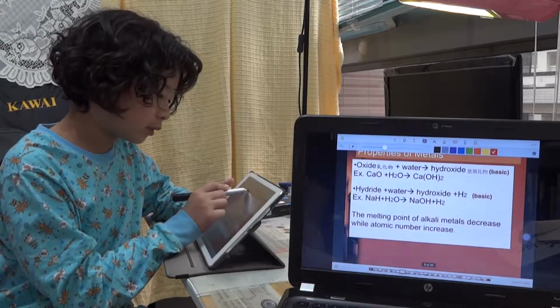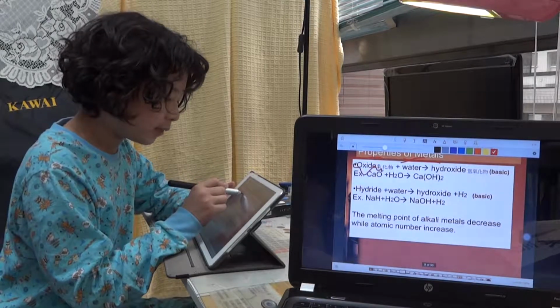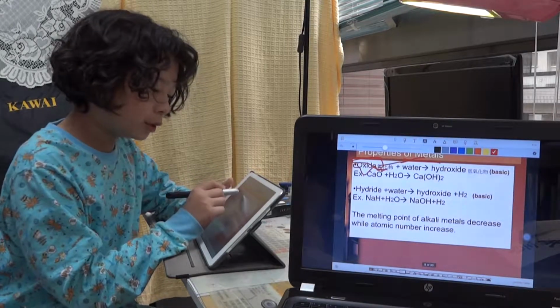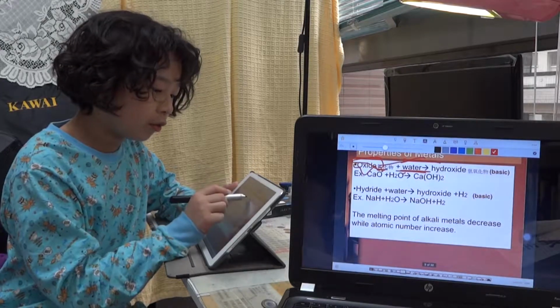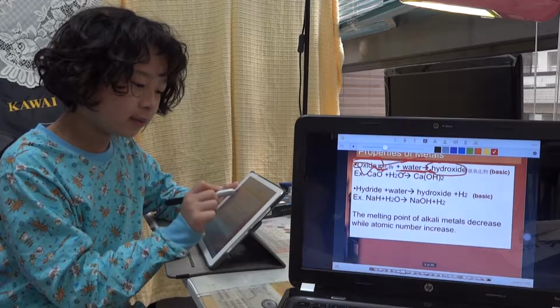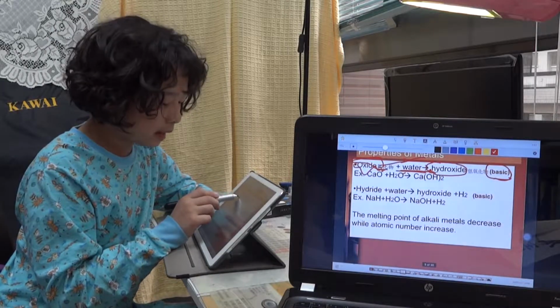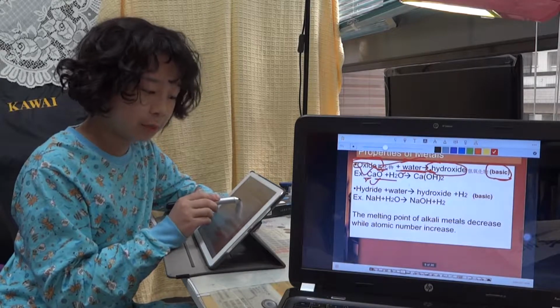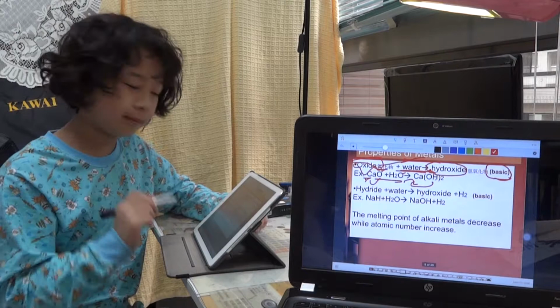Properties of metals. An oxide of a metal put into water forms hydroxides, which are basic. For example, calcium oxide put into water becomes calcium hydroxide, which is basic.